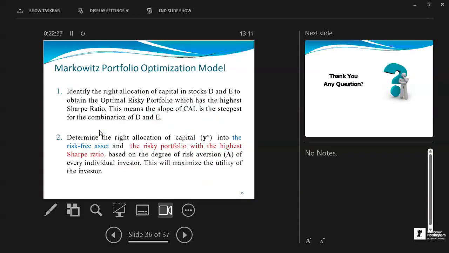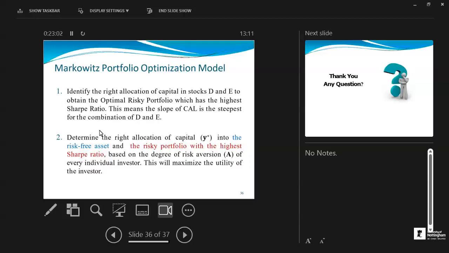So to summarize, what do we need to do to create this optimal portfolio? Identify the right allocation of capital in the risky assets, in our example, stocks D and E. We calculated it to be 40% in D and 60% in E. So that's the first step: create an optimal risky portfolio.